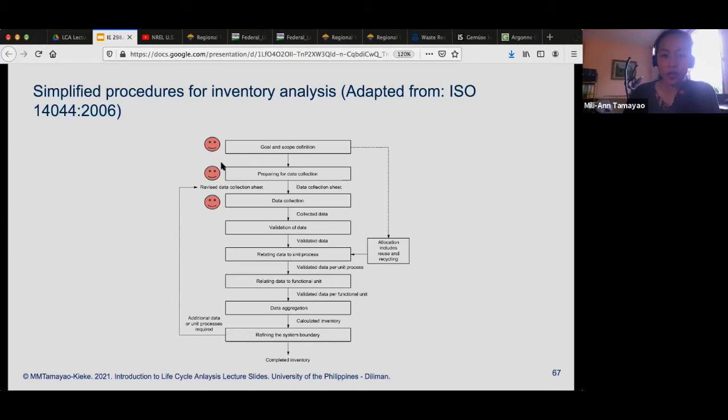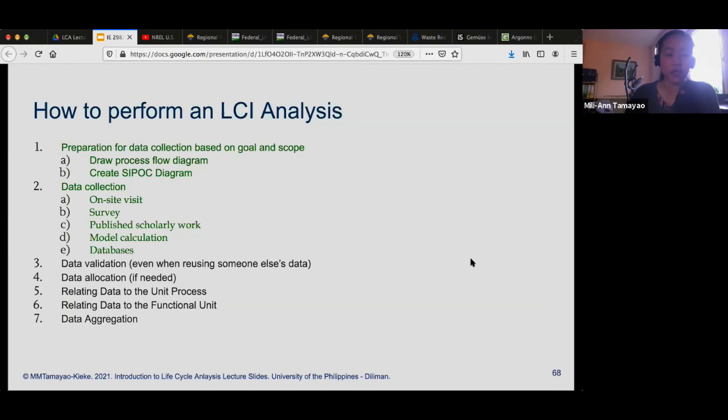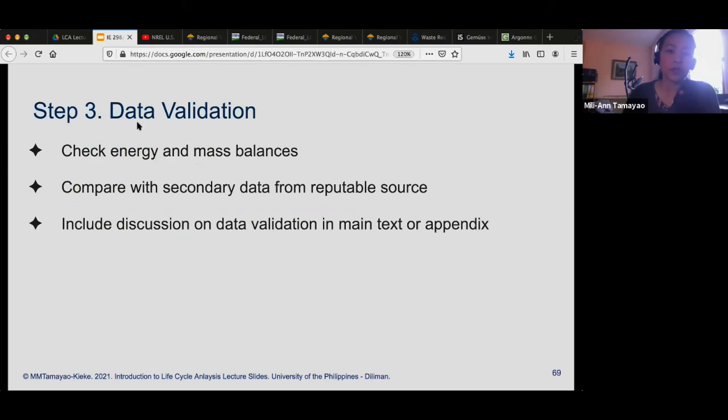So, three steps checked. After data collection, what do you do? Validate the data. You have to be able to check energy and mass balances. Compare the data that you have with secondary data from a reputable source. And then include a discussion on data validation in the main text or appendix.